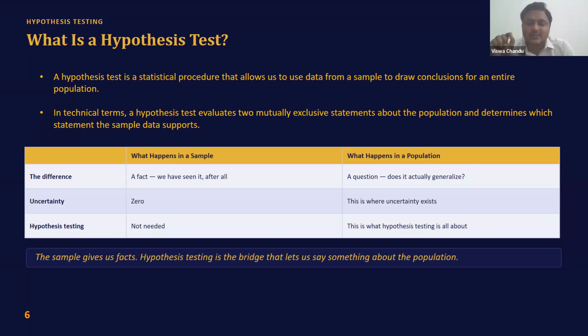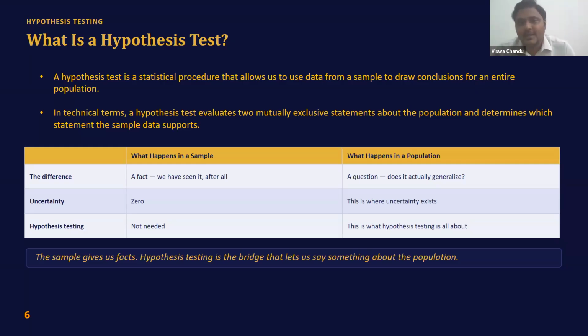So your hypothesis, very importantly, we have to understand and realize this: your hypothesis is never about samples. Your hypothesis is always about populations from which you have drawn those samples. So I'm just repeating it. In technical terms, a hypothesis test evaluates two mutually exclusive statements about the populations and determines which statement the sample data supports.